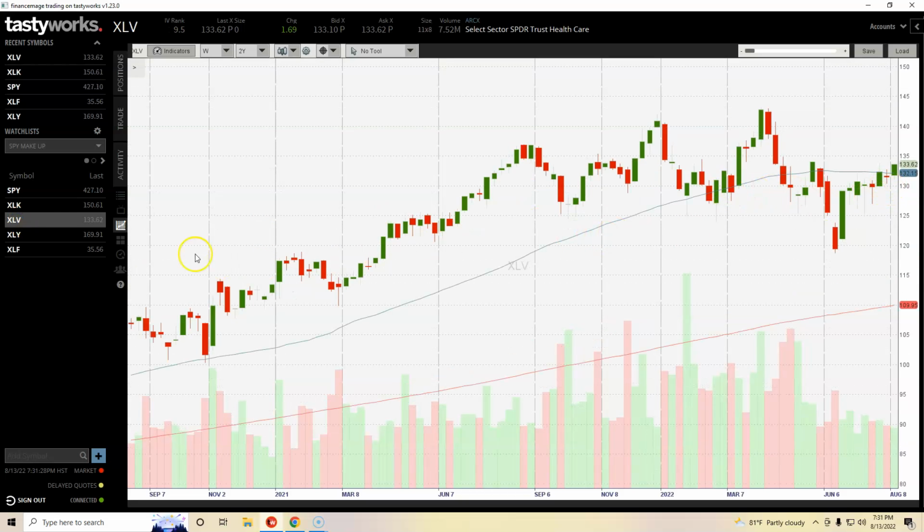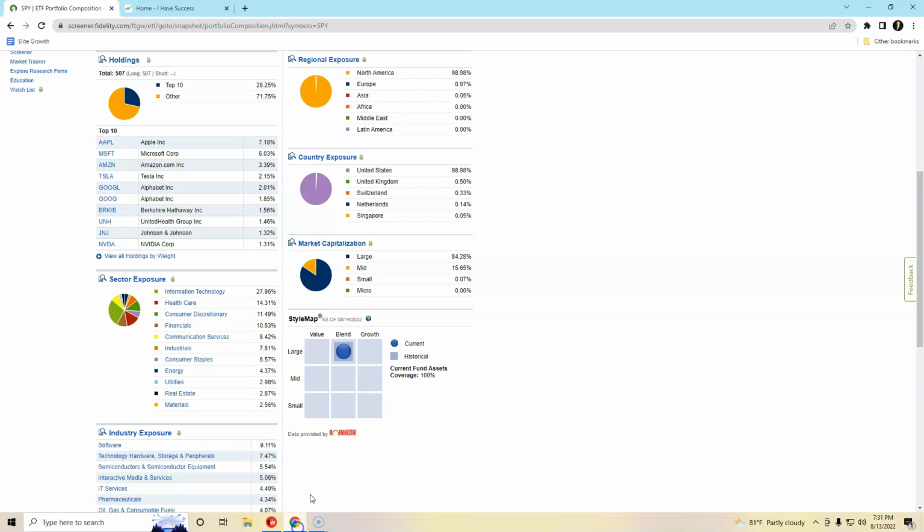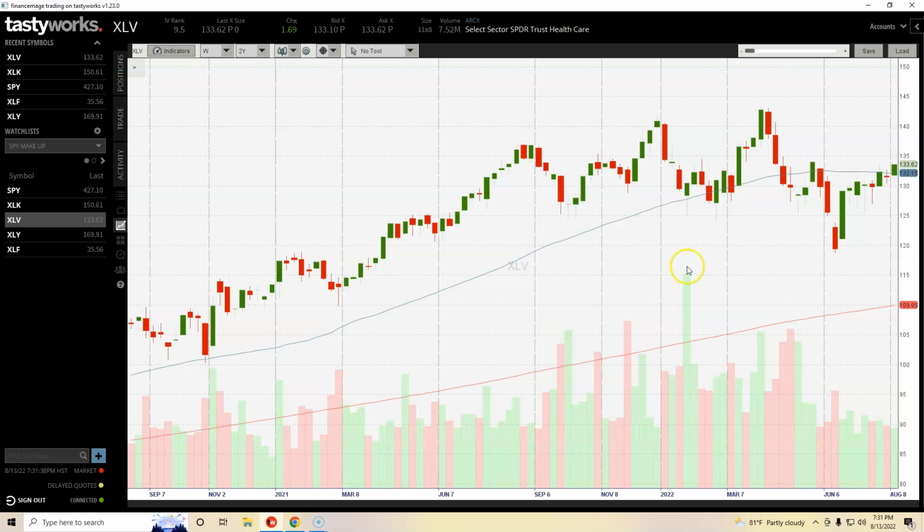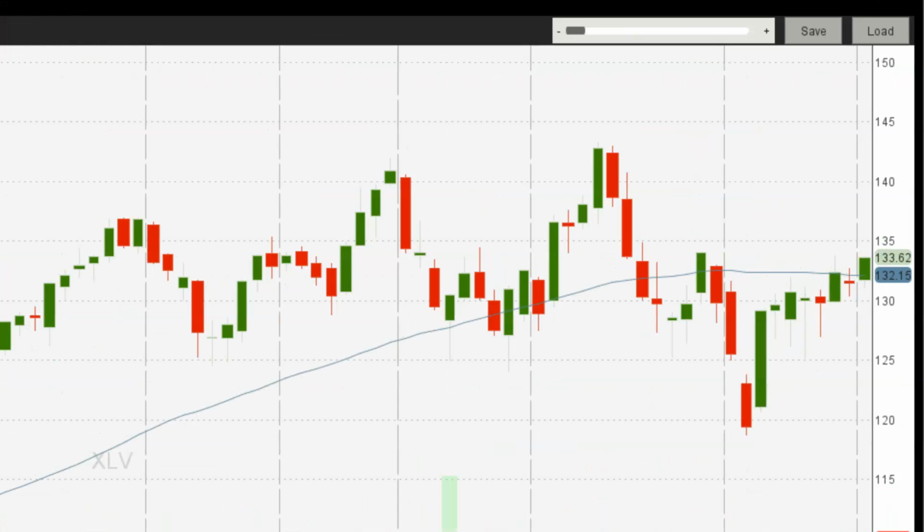We see our healthcare ETF, which healthcare is making up a little bit less than 15% of the S&P 500. Last week we had this doji candle, but this week it looks fairly decisive of bullishness.